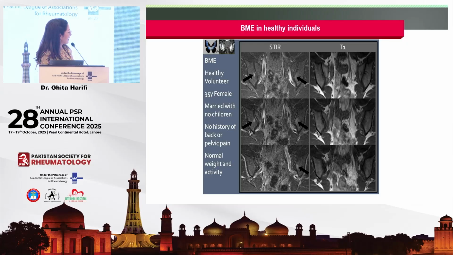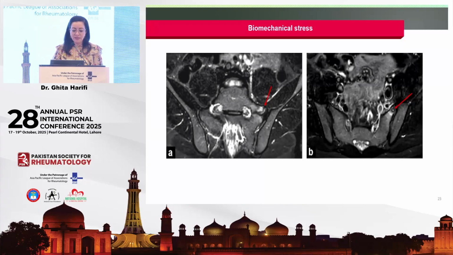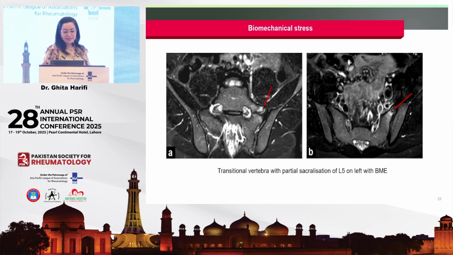And you see, this is a healthy volunteer, a 35-year-old female, married, no children, no history of back pain or pelvic pain, normal weight, normal activity, not an athlete. And you see, on STIR, we have some bone marrow edema on more than one slice. Now, another pitfall is this, and I would like to ask you if you think that this bone marrow edema here, this bright signal, is significant for sacroiliitis in this case. Okay, so this is not enough to say that it's sacroiliitis. Well, I agree with that.